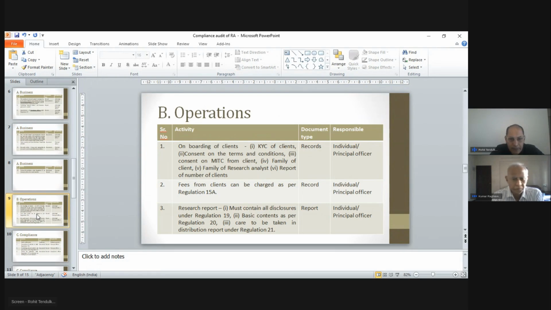Next point is family of client must be identified. Family of research analyst must be identified because we have to segregate and keep arm's length between the transactions that are happening. Next is report on number of clients. Why report on number of clients? Because there is a requirement for additional deposit under regulation 8 for the number of clients that are applicable. So documents that are required are records that are to be kept. This is the responsibility of the operational manager or the individual and the principal officer operating through the operating manager.